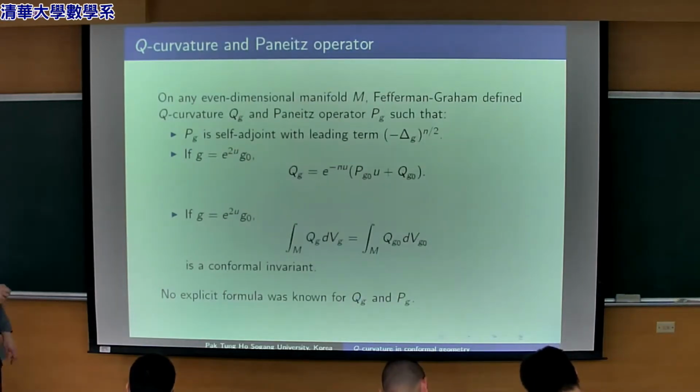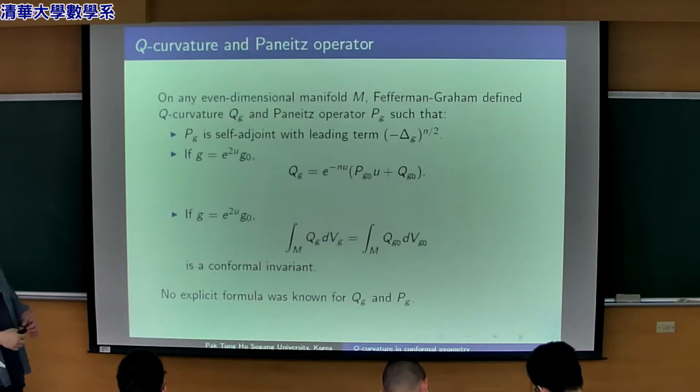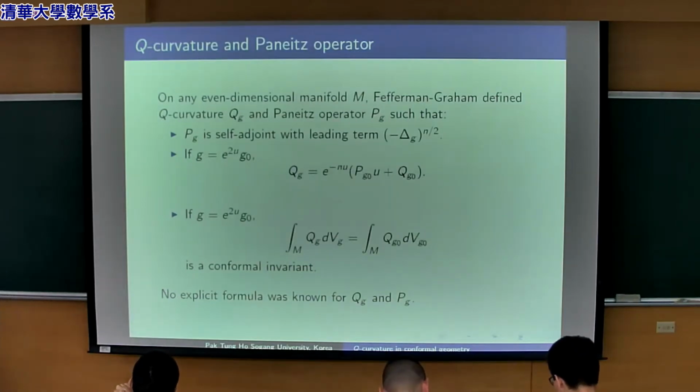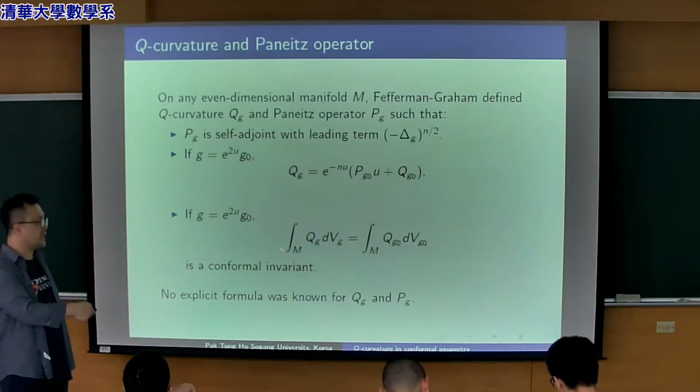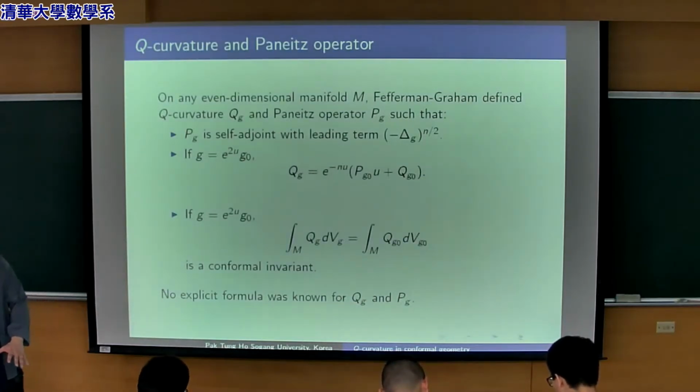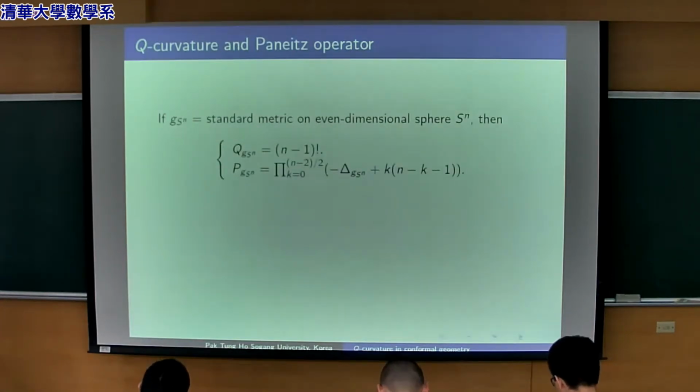The reason is because they constructed this using something called the ambient metric. So they know that this exists, but cannot write down the general formula, except in some special cases, okay?